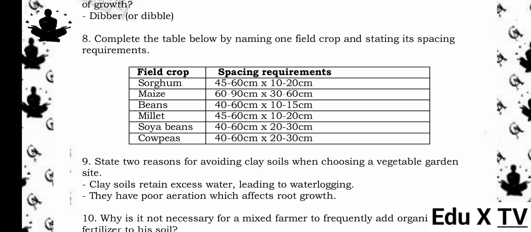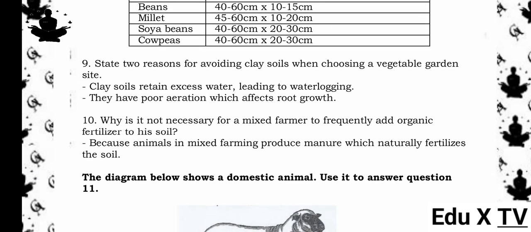Beans: 40 to 60 cm times 10 to 15 cm. Millet: 45 to 60 cm times 10 to 20 cm. Soya beans: 40 to 60 cm times 20 to 30 cm. Cowpeas: 40 to 60 cm times 20 to 30 cm.